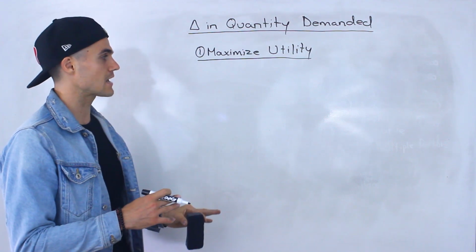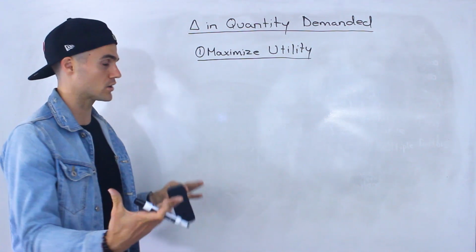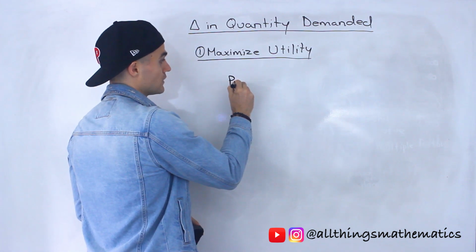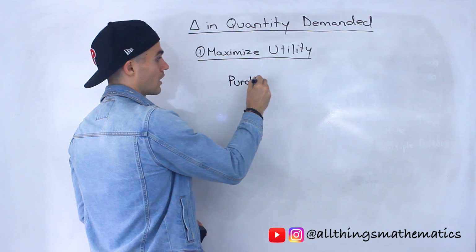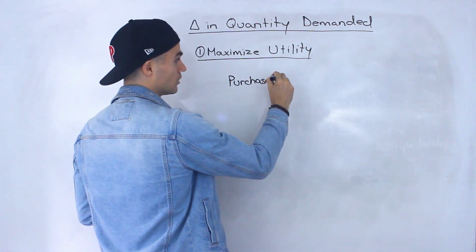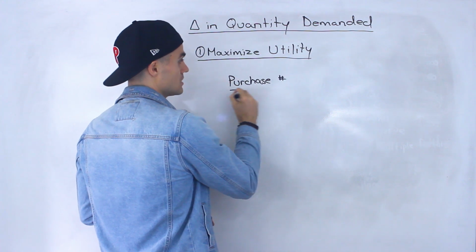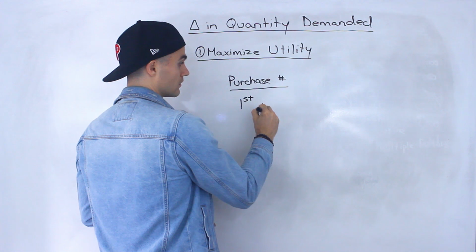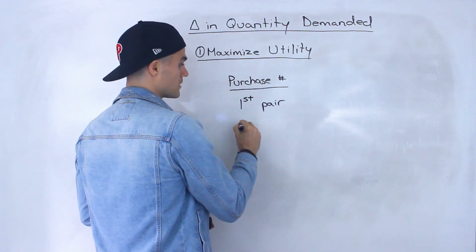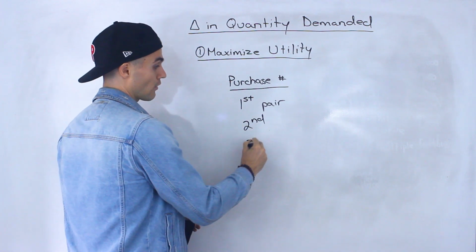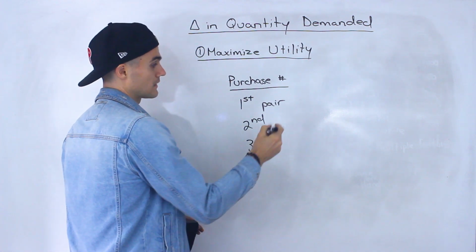And let's show through an example. So let's say that you're buying a pair of shoes. You really want to buy a pair of shoes. And let's say that you have the option of purchasing one pair or multiple pairs. So we'll have a column here with a purchase number. So if you purchase the first pair, or maybe the second pair if you buy two pairs, and then the third pair, etc., etc.